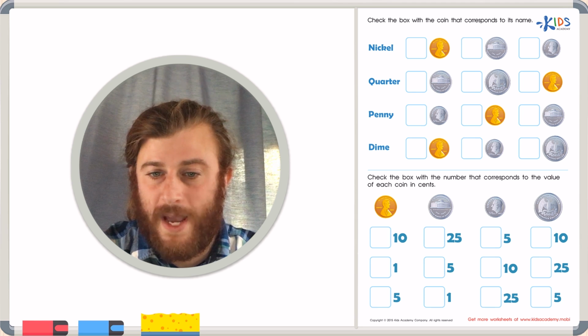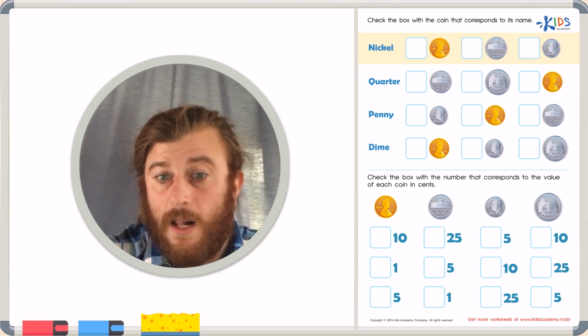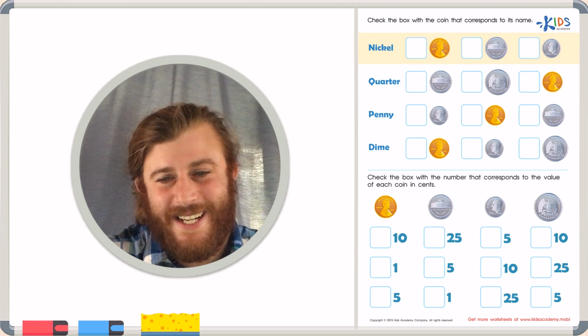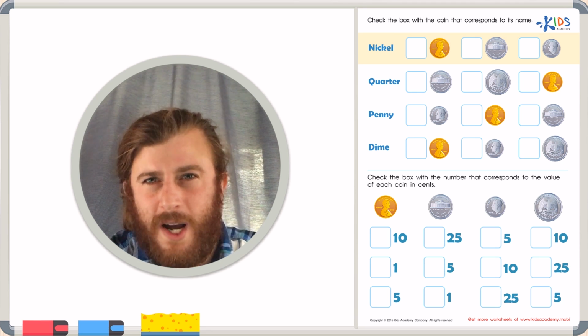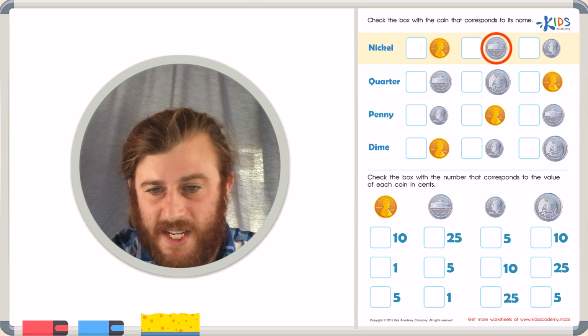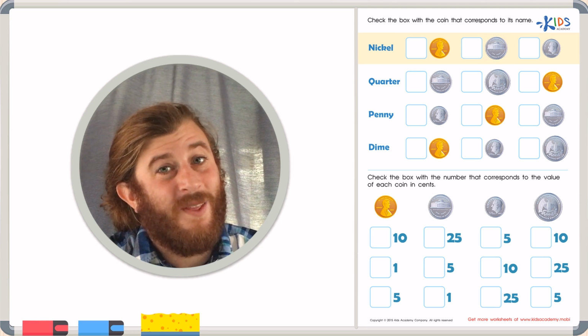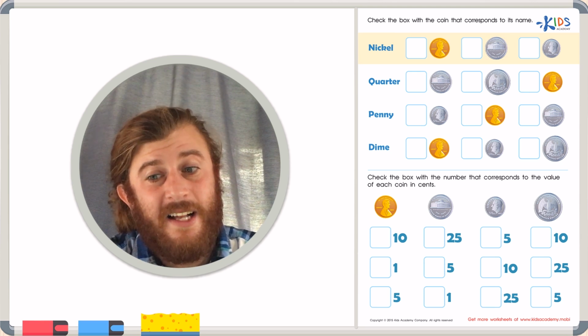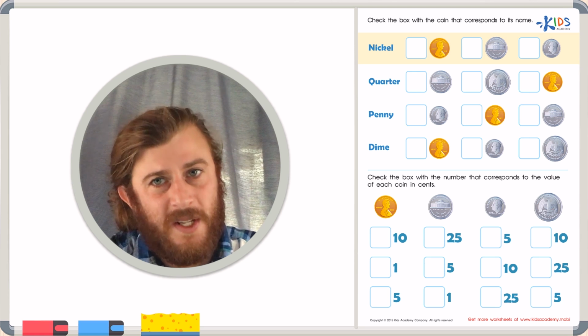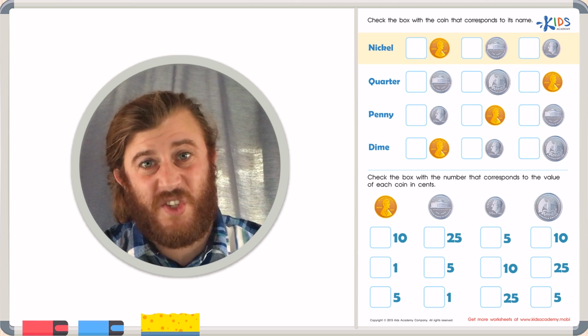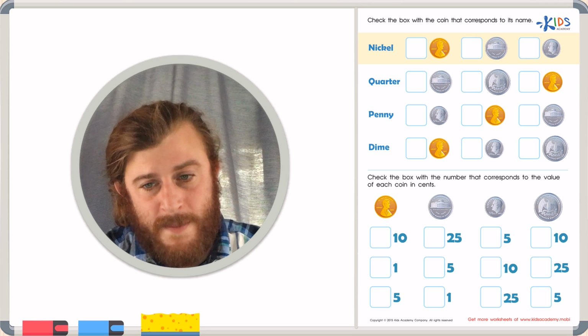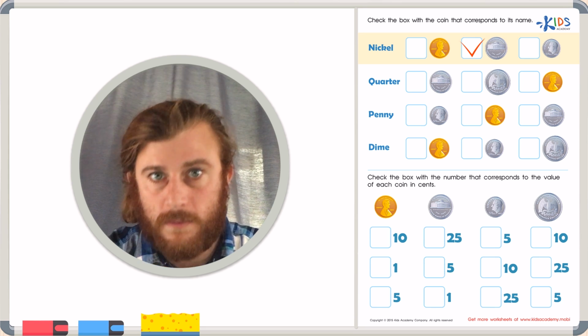The first coin we have to identify is a nickel. The first picture I see, I remember that coin. That's a penny. That's the small bronze one. The next picture I see, that looks like the back of a nickel to me. Let's make sure the last coin isn't a nickel. Our last coin is the smallest coin, that's a dime. So the coin in the middle is in fact a nickel.